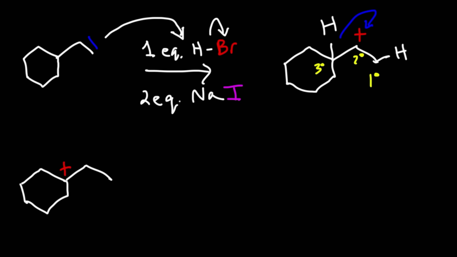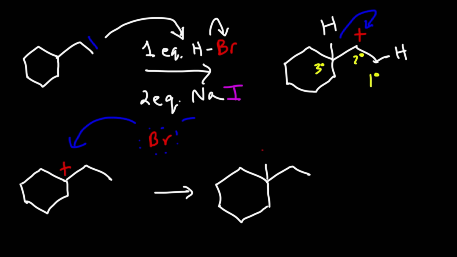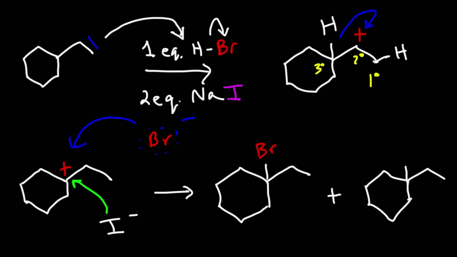Now what's going to happen here? We're going to get 2 different products. One possible product that we can get is that the bromide ion could react with the carbocation. If that happens, we're going to get this product. Now we also have iodide in solution. So iodide could also react with the carbocation. So in this example problem, we're going to get a mixture of products. The question is, which one is going to be the major product?